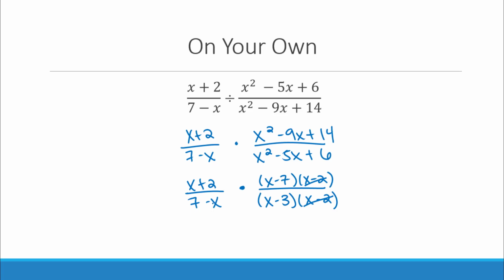I can also cross out, so keep in mind that special case, x minus 7 and 7 minus x, those do cancel each other, but you have to bring a negative out front of your final answer if it's written backwards in its subtraction. So my final answer would be negative and then x plus 2 all over x minus 3.